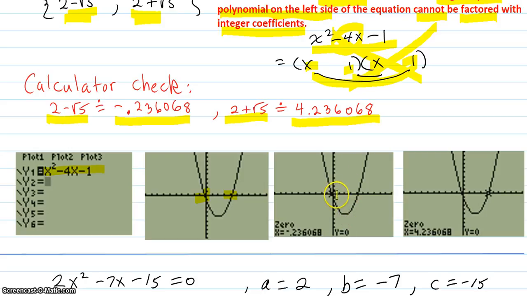So we do a second calc 0 and find the left one, and it's negative 0.236068, which is this one right here. So that checks out. And then the one on the right, 4.236068, that's this one. Those two check out. So it verifies.